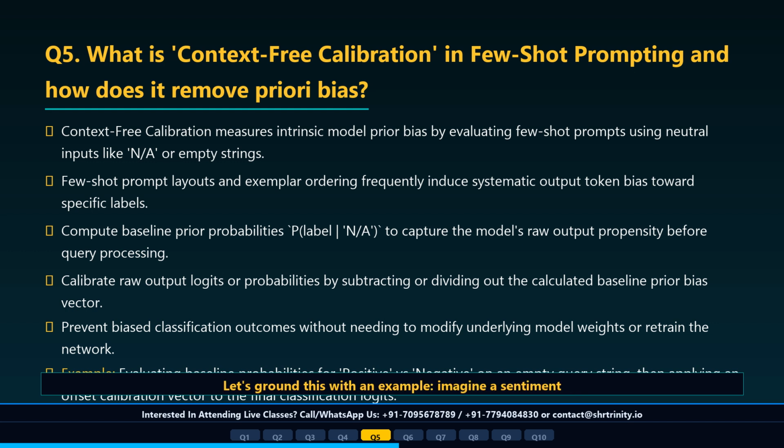Let's ground this with an example. Imagine a sentiment classifier where an empty prompt yields a 70% probability for positive and 30% for negative. By computing this 0.70 offset vector and applying a software transformation during real queries, we restore accurate, unbiased classification logits. Utilizing context-free calibration ensures fair statistical decoding without changing model weights.